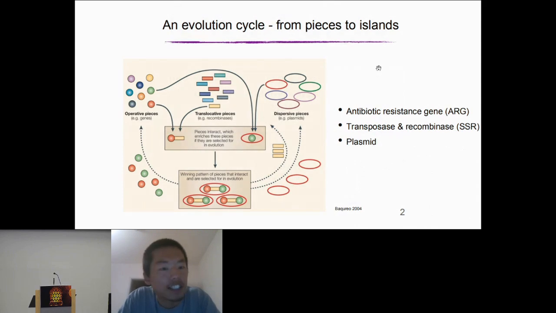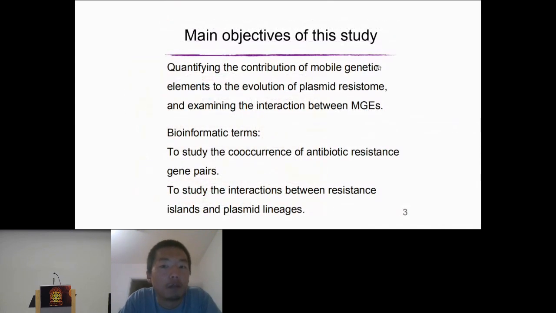The successful plasmid will distribute the previous two basic components, antibiotic resistance genes and transposases, further to the gene pool. In this way, it forms an evolutionary cycle, the process from pieces to islands. My main objective in this study is to study the contribution of mobile genetic elements, mainly transposable elements, in the evolution of plasmid resistance, and to examine the interaction between the transposable elements and plasmids.